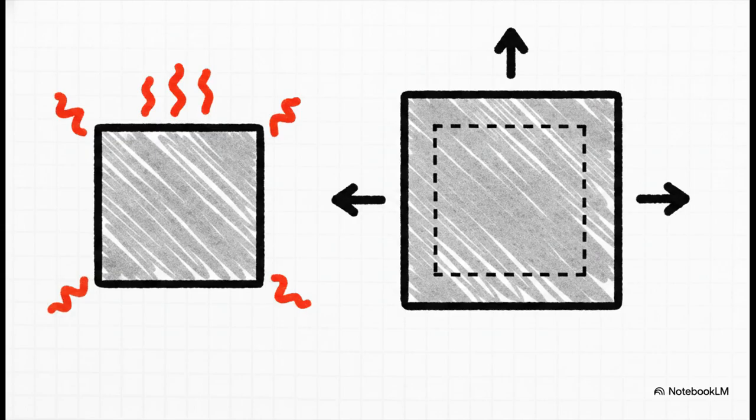But what if we're dealing with a flat surface, like a sheet of metal? Well, the math scales up beautifully for 2 dimensions. When a flat object is heated, it expands in both its length and its width.